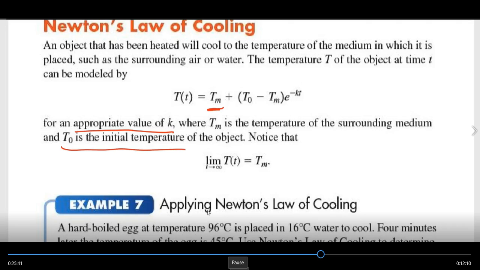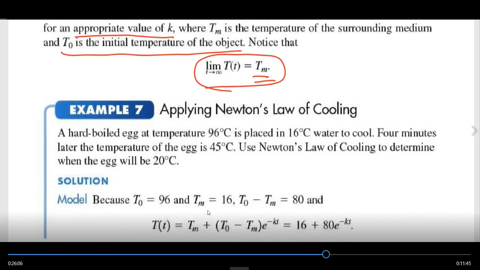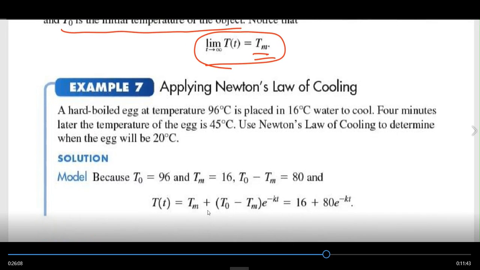T sub 0 is the initial temperature of the object. In my case, what I just mentioned was a coffee cup. This is something that's interesting, and this makes sense. The temperature of that coffee cup, as you go an infinite amount of time, will get closer and closer to the temperature of the air in the room. It can't go below that. The limit definitely exists in this case.